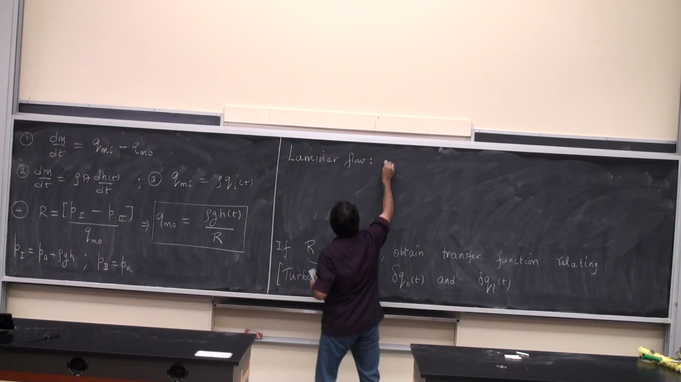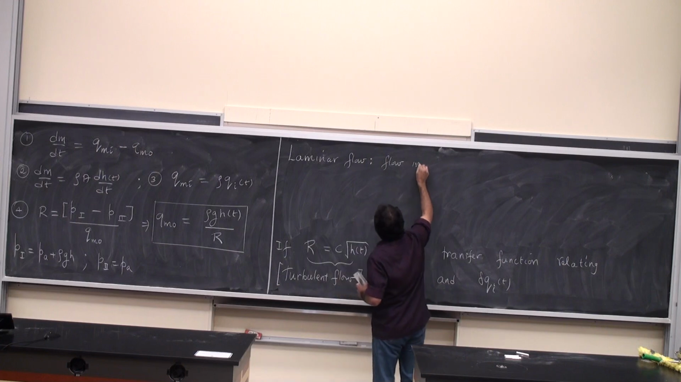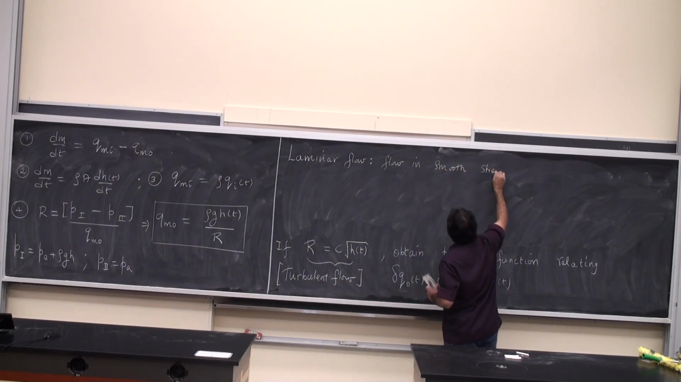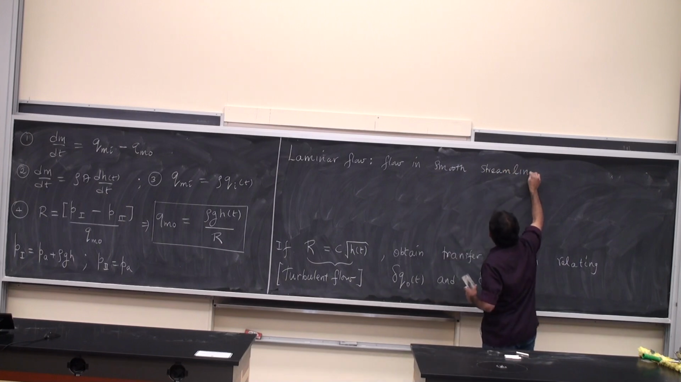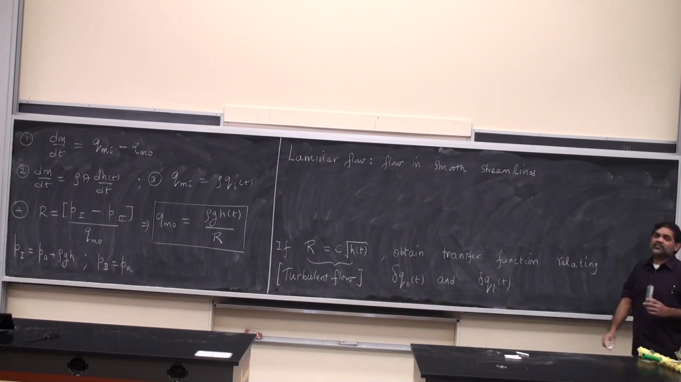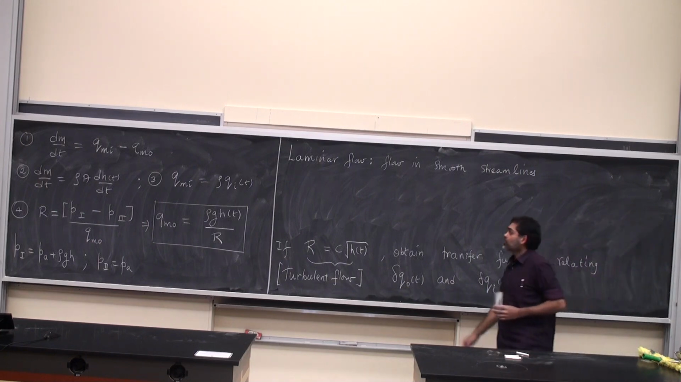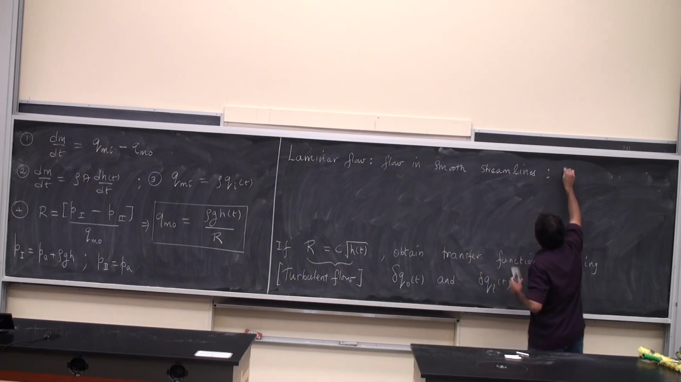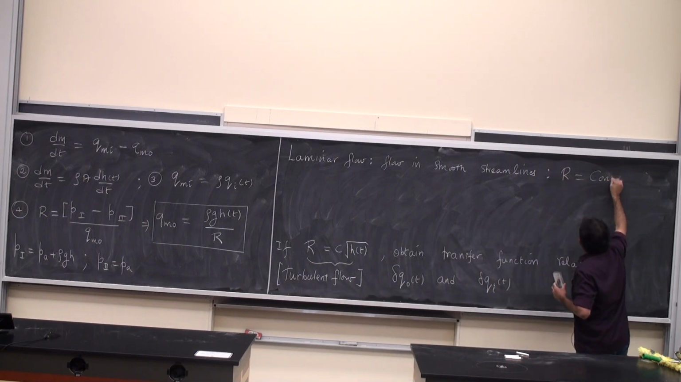So laminar flow is flow in smooth streamlines. Streamlines is nothing but a fancy word for layers. It's flow in smooth layers. And here, fluid resistance R is a constant.